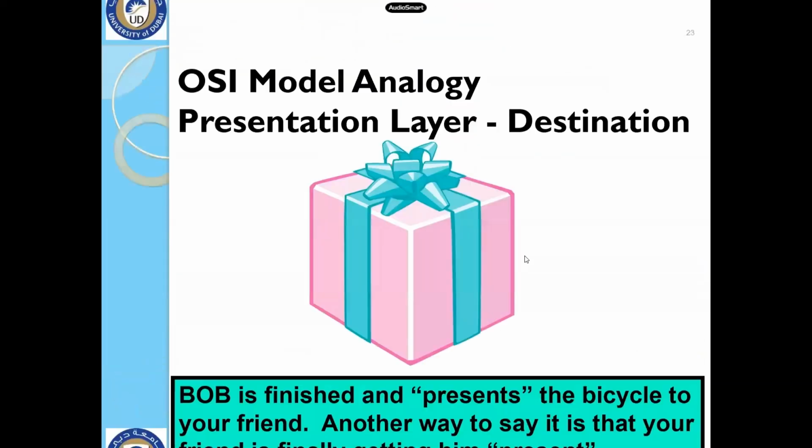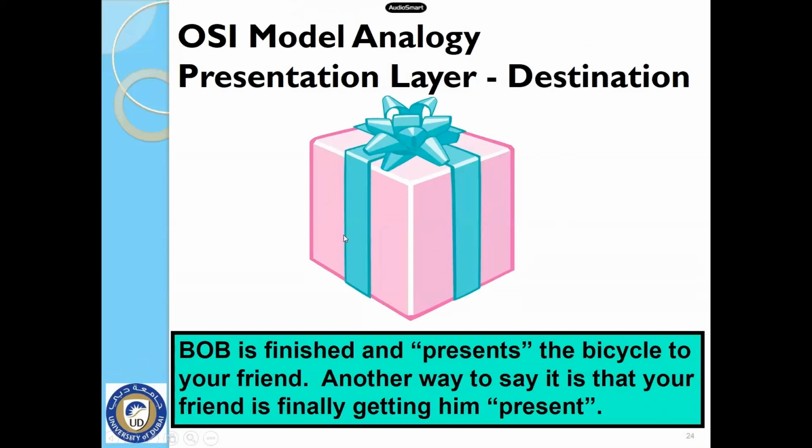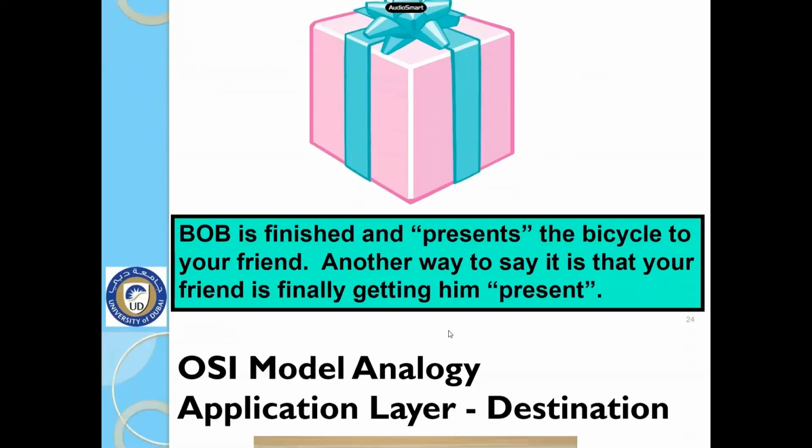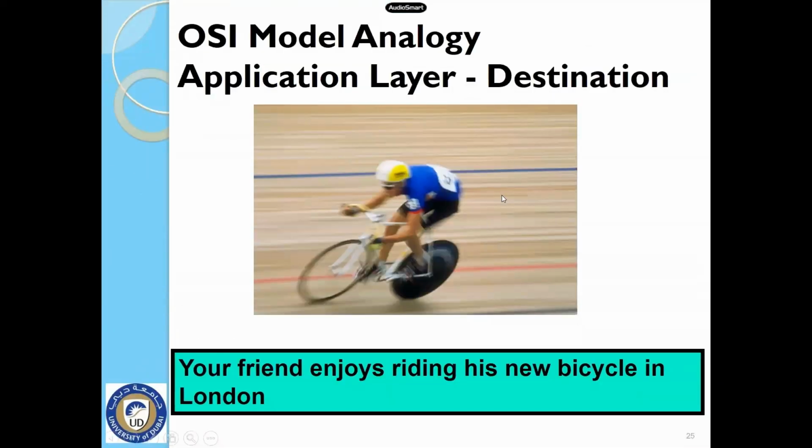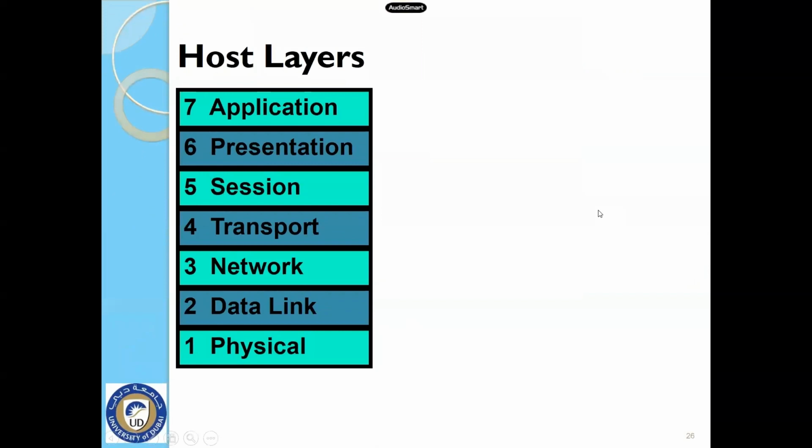Then the presentation, for some reason, like you can put it inside the box to present it as a gift. Then your friend in the UK will play with the bicycle. So this is an analogy on how it works. If you understand the network terms, that is fine. If you find it hard to understand the network terms, you can follow this analogy and hopefully it helps. So enough with the analogy, let's proceed with the technical terms. So this is the host layer.